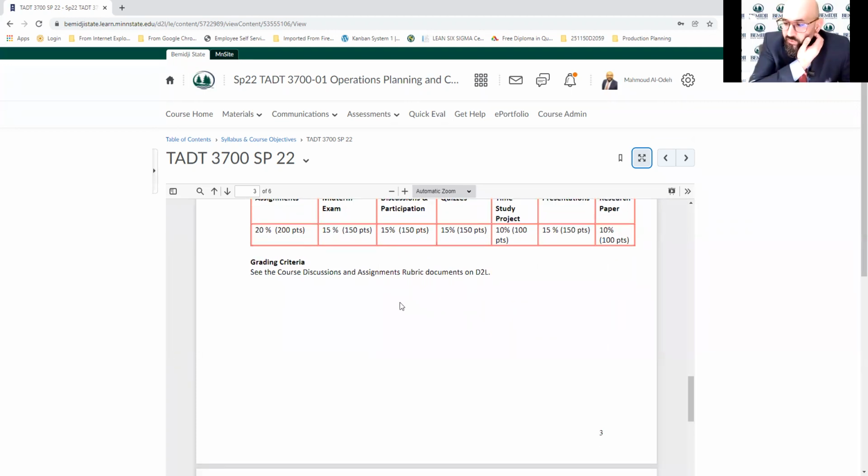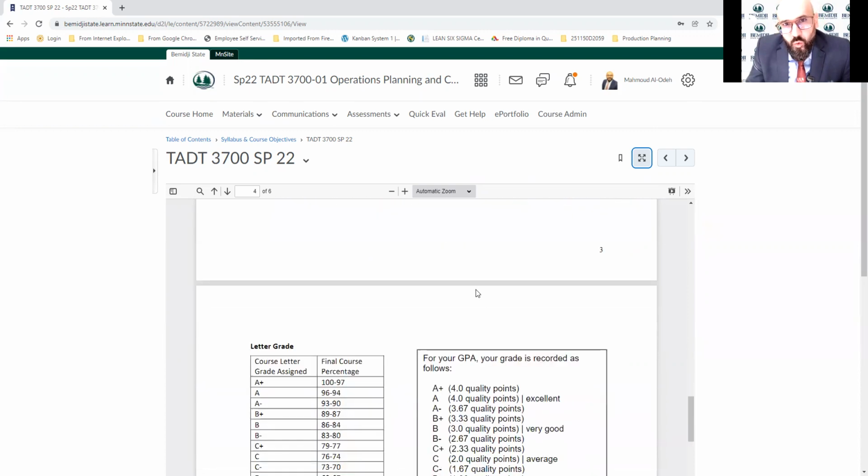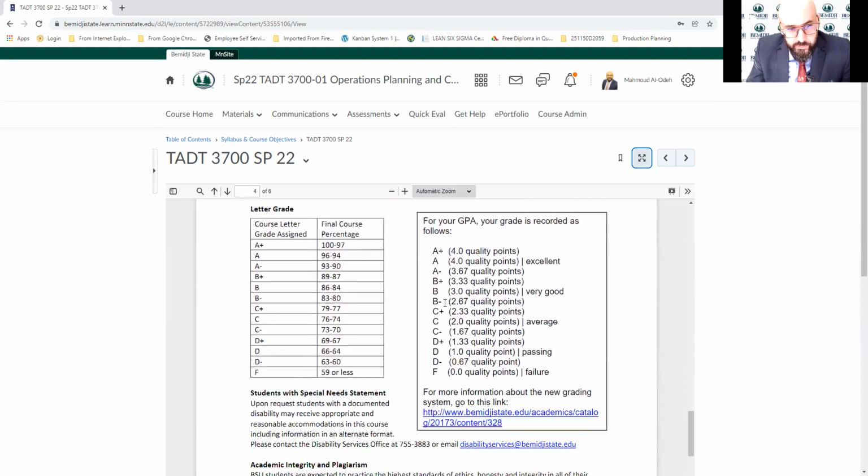Grading criteria: whenever I give you an assignment or activity, I provide you with a rubric to help you meet the criteria for this assignment. So basically what I'm saying is I will provide you a guideline on how you could achieve and accomplish the assignment while receiving a high grade.